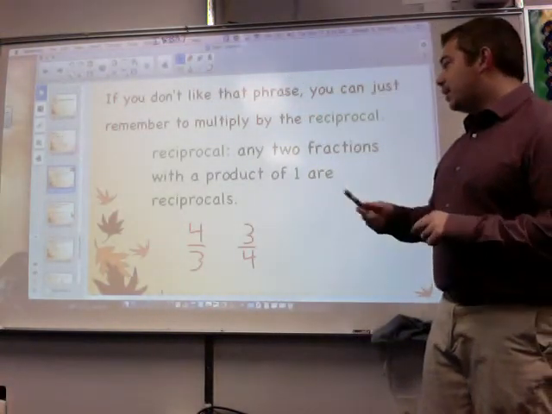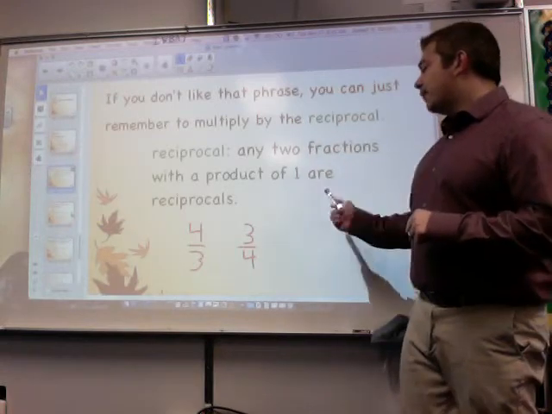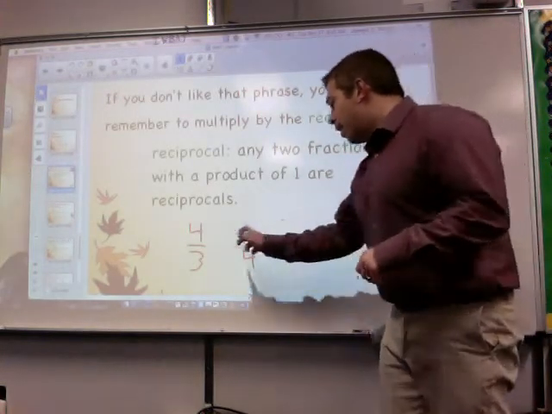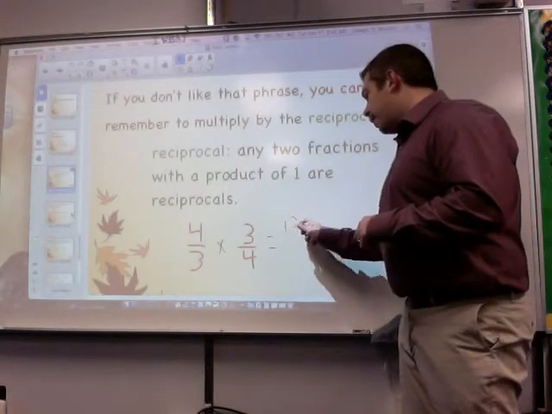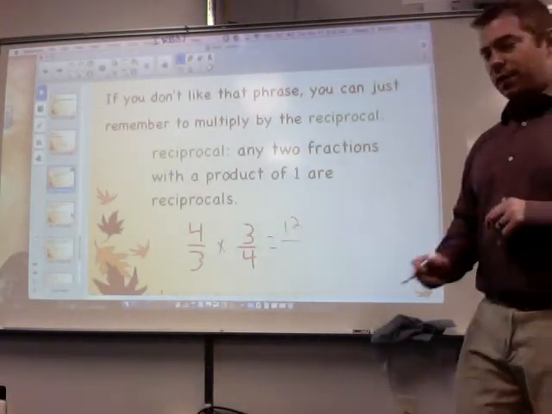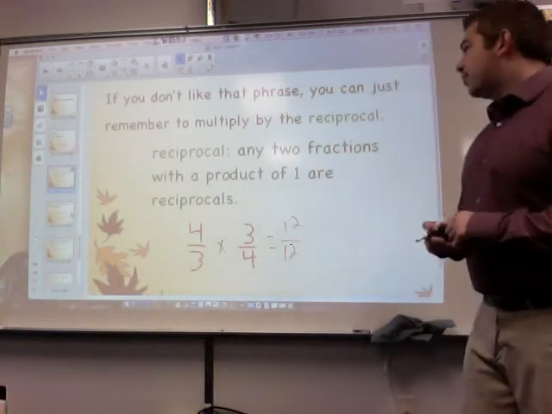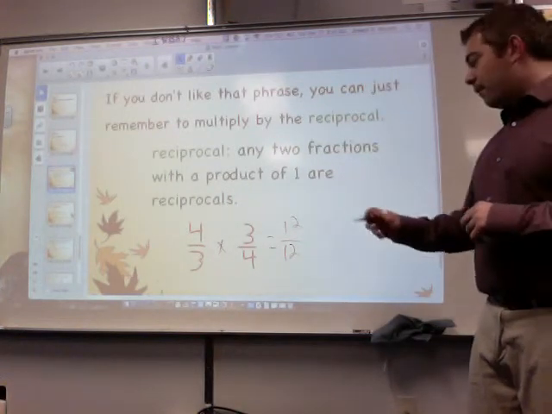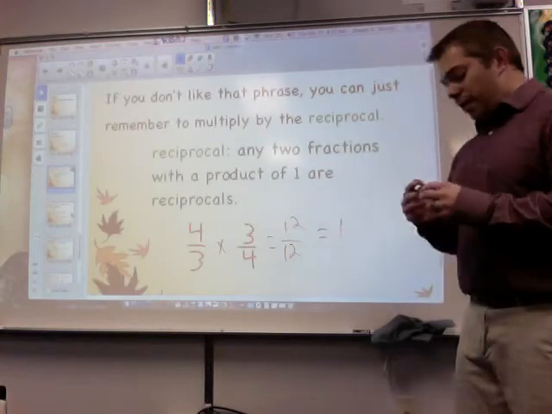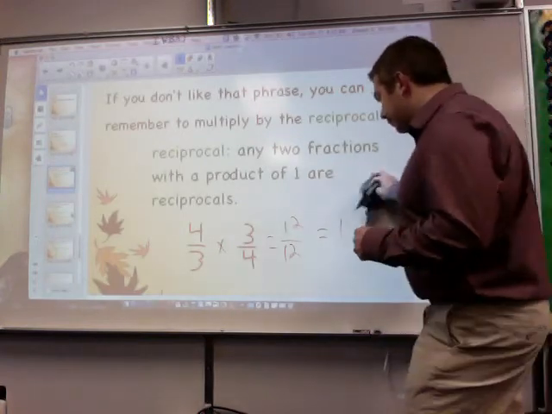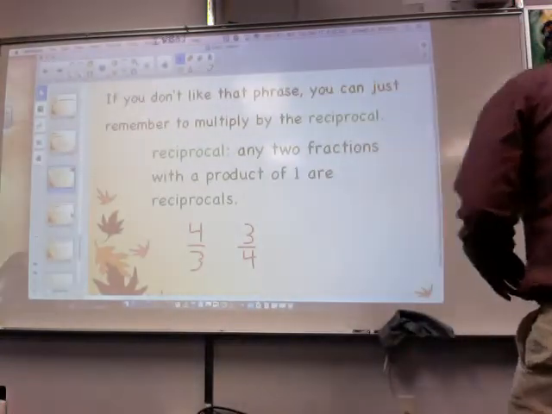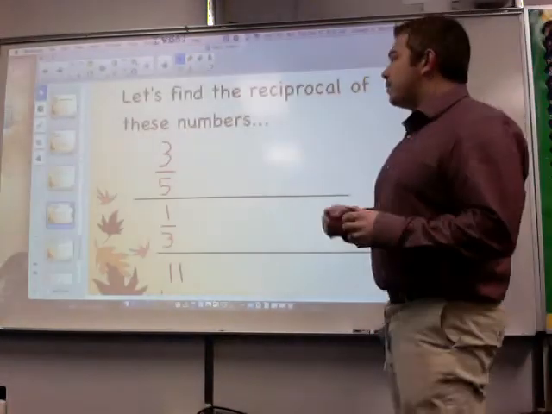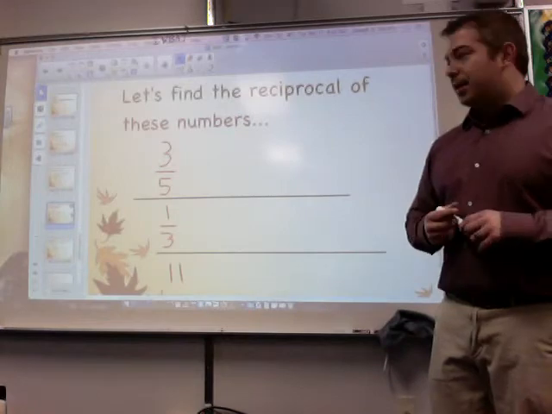How do I know that? Well, it said any two fractions with a product of 1 are reciprocals. So 4 times 3 equals 12. 3 times 4 equals 12. So the product of these two fractions equals 12 over 12, which equals 1. They are definitely reciprocals. Now let's find the reciprocals of these numbers just to shore this up a little bit.